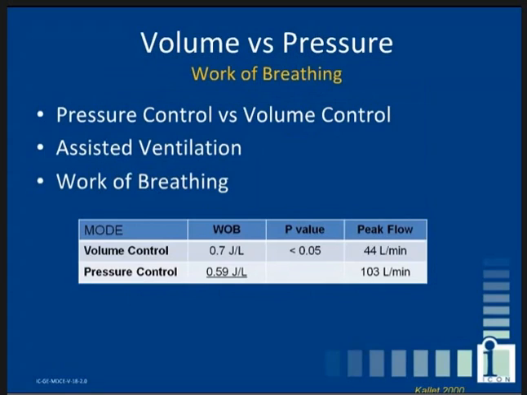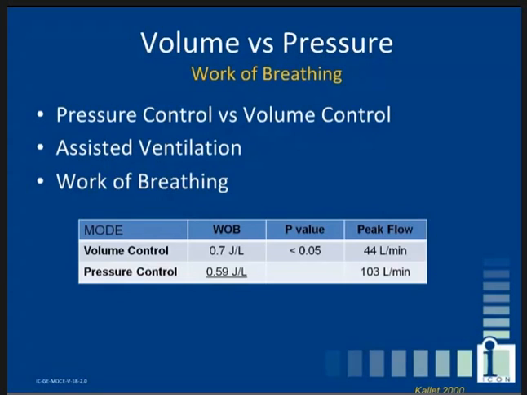The type of gas flow delivery may have an impact upon patient work of breathing in different disease states. In this study, the effects of pressure control versus volume control assisted ventilation on patient work of breathing in acute lung injury, ALI, and acute respiratory distress syndrome, ARDS, were examined. This was a prospective randomized crossover study of 18 mechanically ventilated patients with ALI or ARDS. Respiratory muscle power was measured in joules per liter to determine work of breathing.